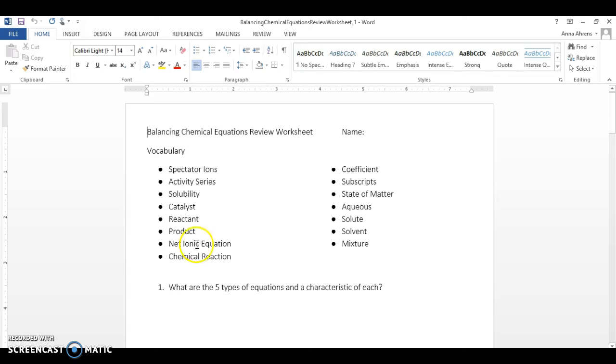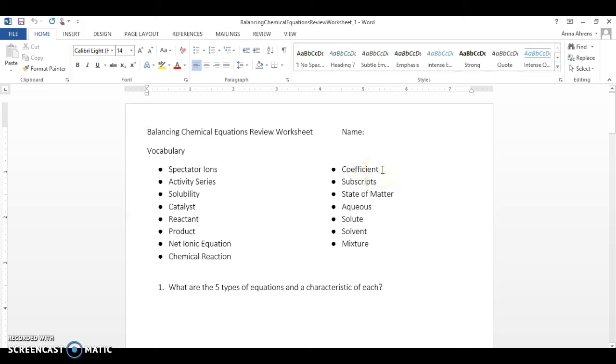Then we have our net ionic equation. Our net ionic equation is going to be the equation at the very, very end of what we did today. So you cancel out the spectator ions, and then the ions that are actually reacting are the only ones that are left. We have a chemical reaction. Remember the indicators of a chemical reaction: color change, temperature change, formation of a precipitate, formation of a gas, all those. So those will be on there as well.